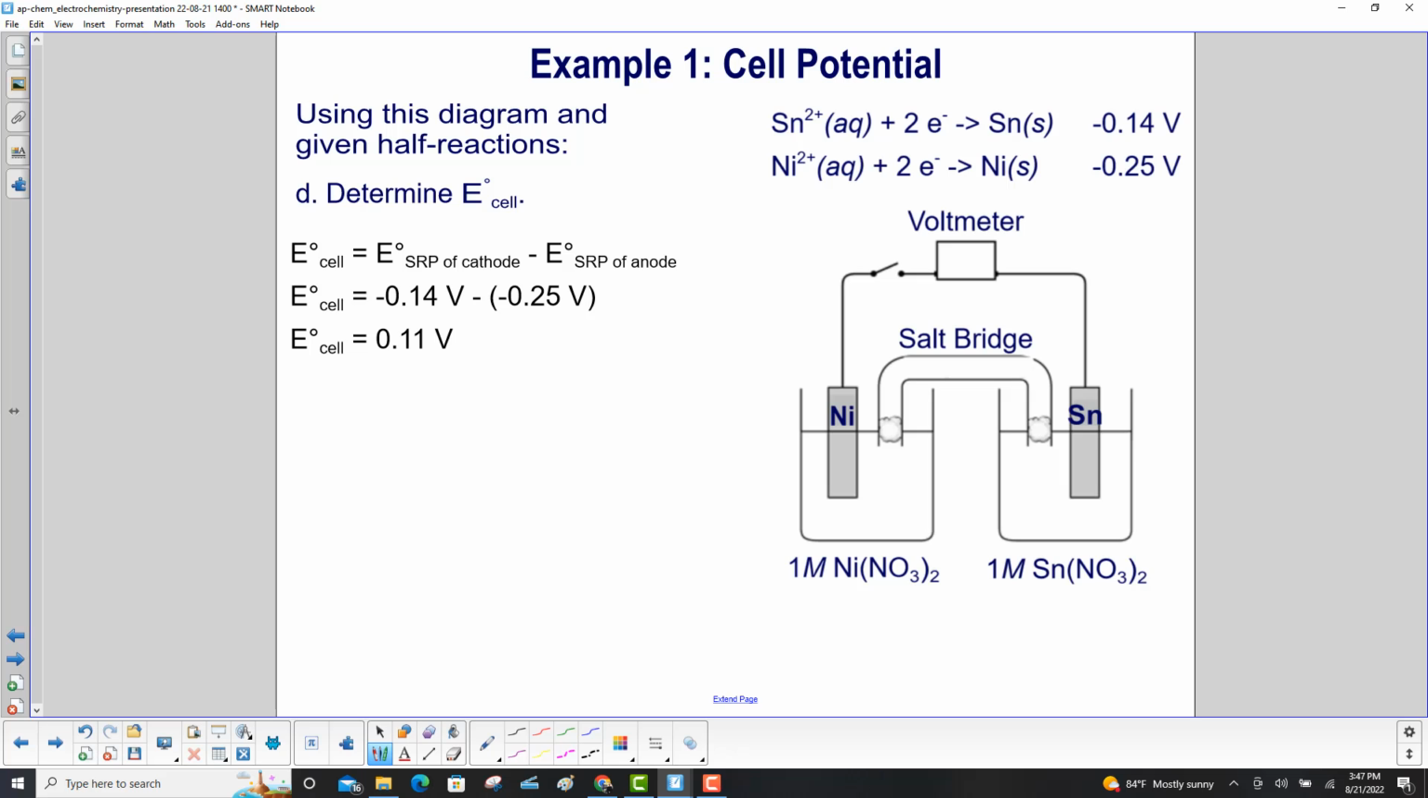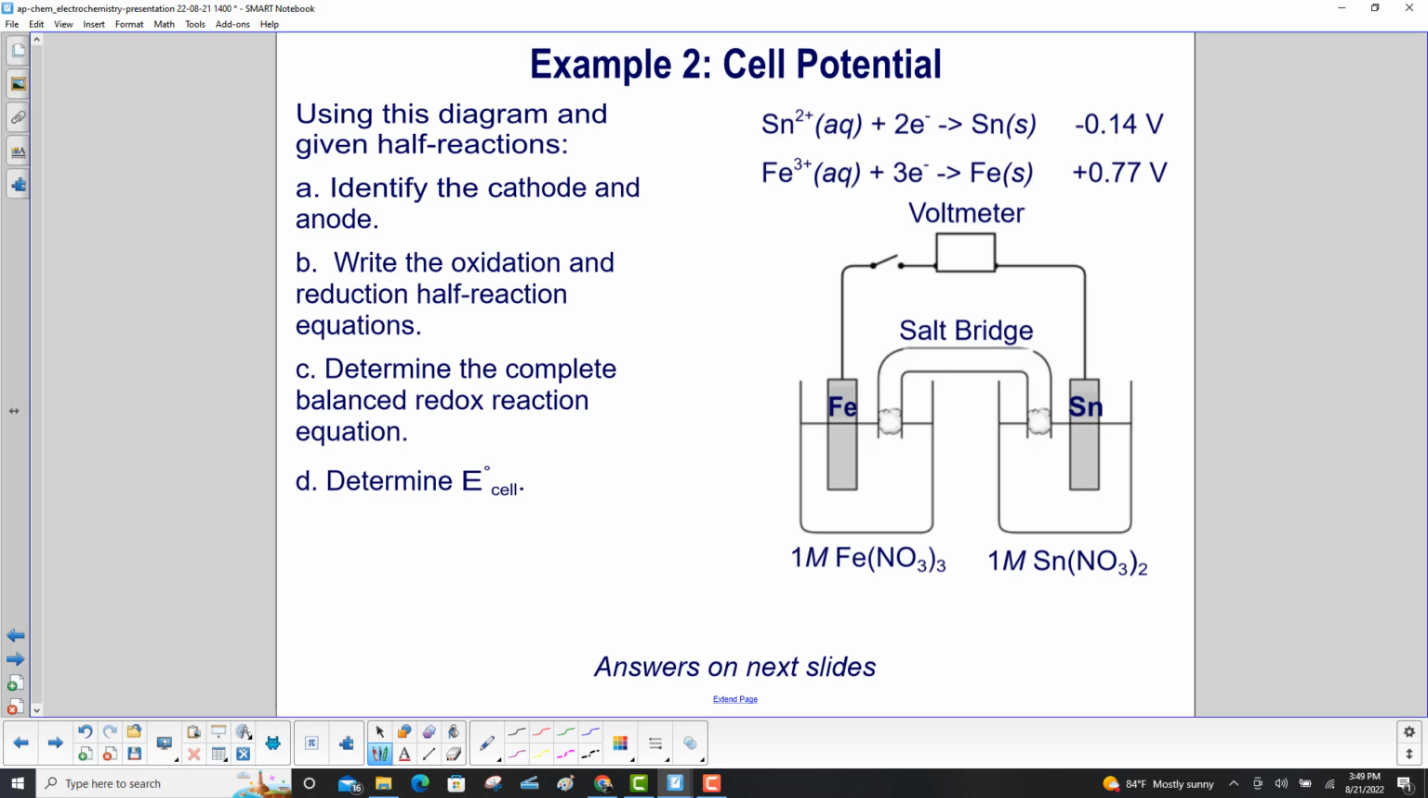Determine E0 cell. Well, that's E0, the SRP of the cathode, minus E0, the SRP of the anode. So the SRP of the cathode is right here. That's the tin electrode, minus 0.14, minus the E0 SRP of the anode, which is minus 0.25, and we get 0.11 volts.